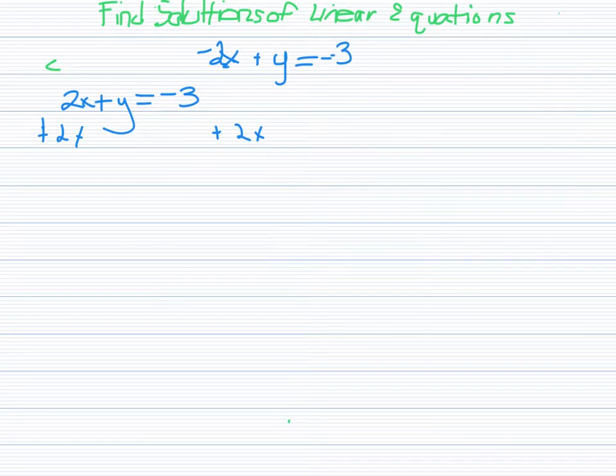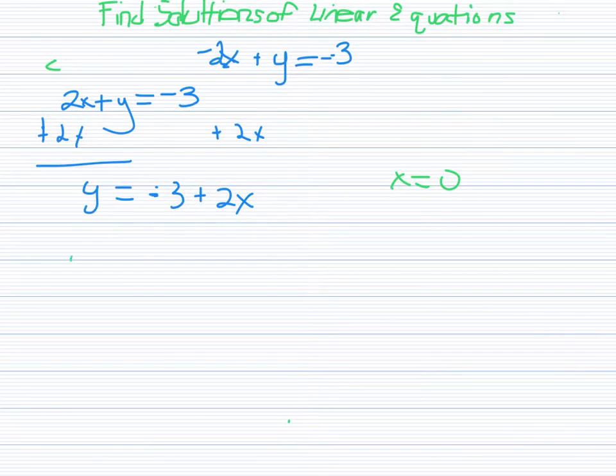That was a negative 6 there, so we're left with y equals negative 3 plus 2x. Now we'll choose a value to substitute for x. The easiest x value is 0.